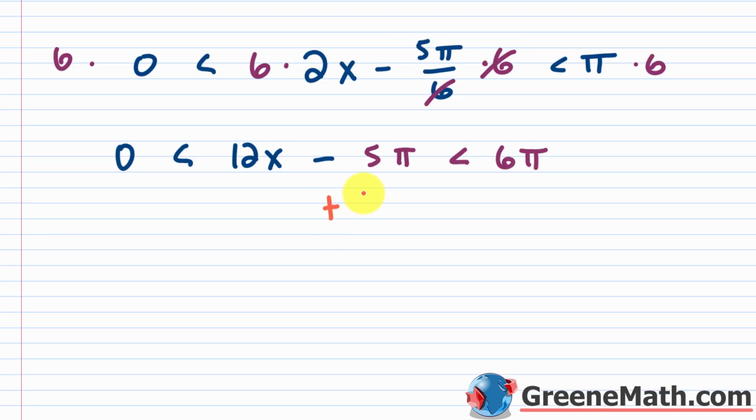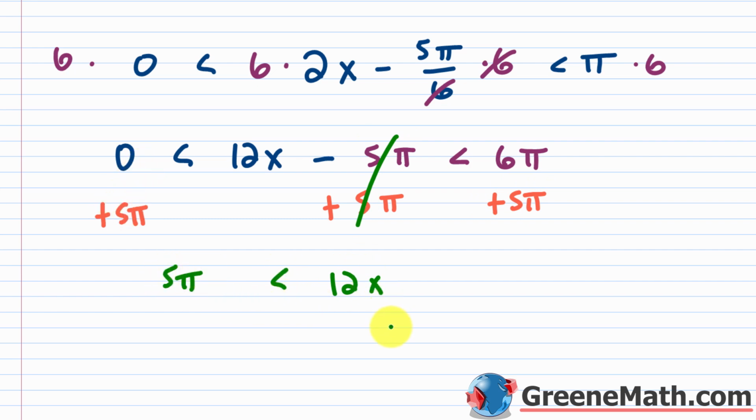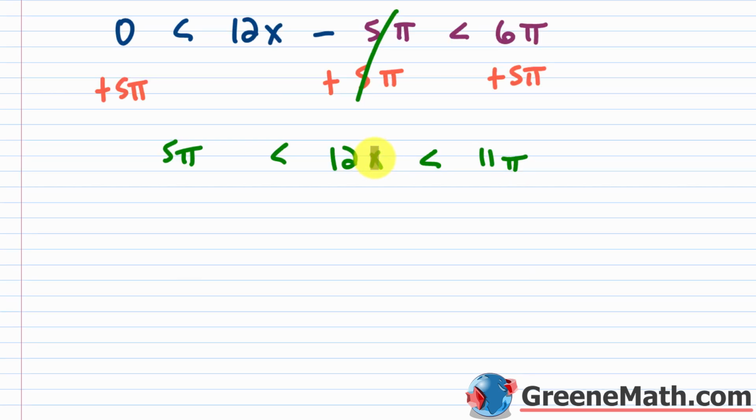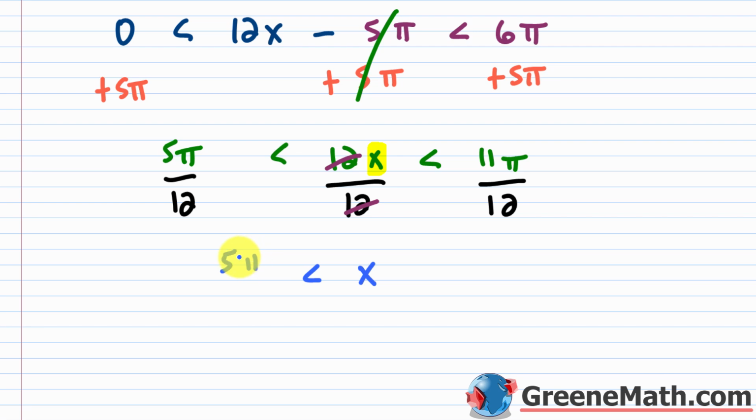All right, let's add 5 pi to each part here. And so this is going to cancel. You have 12x is greater than 0 plus 5 pi is 5 pi. We'll say and it's less than 6 pi plus 5 pi is 11 pi. To finish things up and isolate x, we're going to divide each part here by 12. And so this is going to cancel. So you have x is greater than 5 pi over 12 and less than 11 pi over 12.